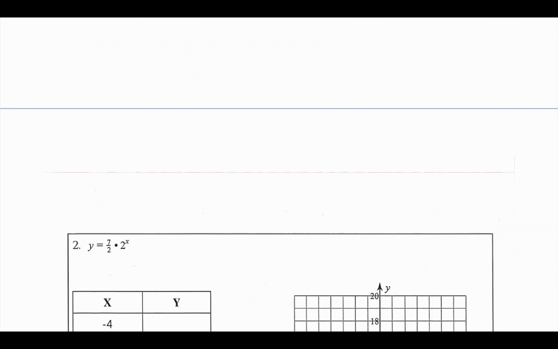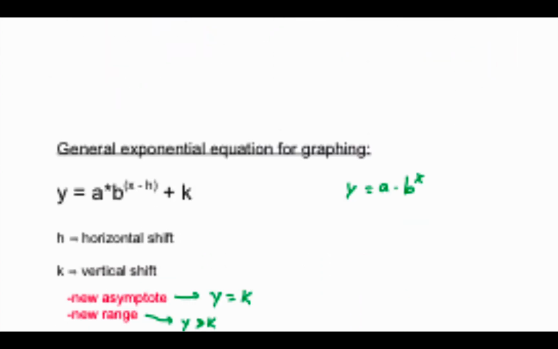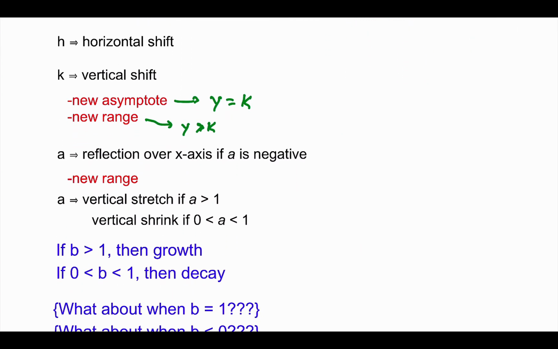Okay? So, if we go back, that's what I'm getting at in the lesson when I say the reflection. Therefore the new range in that scenario would be that the Y values are less than whatever K is. Okay? It would be below your horizontal asymptote.